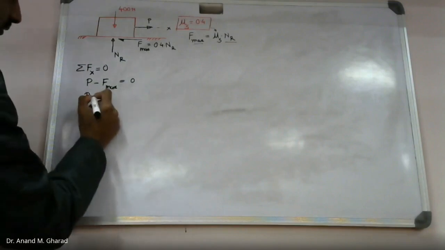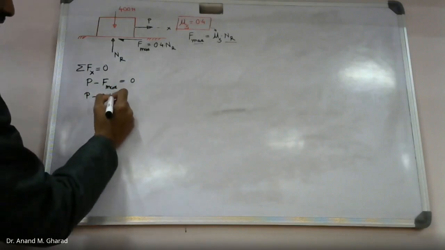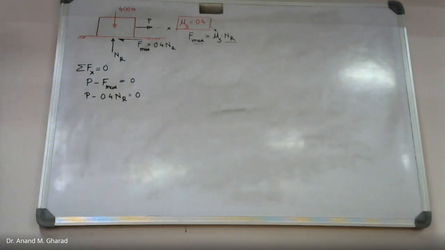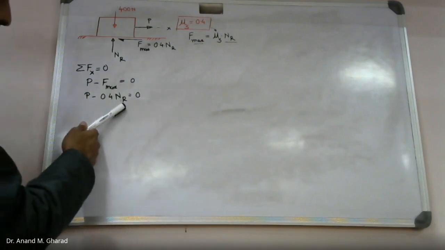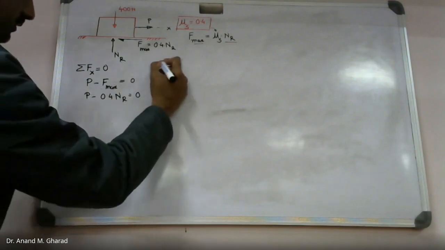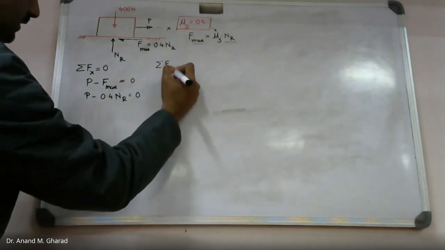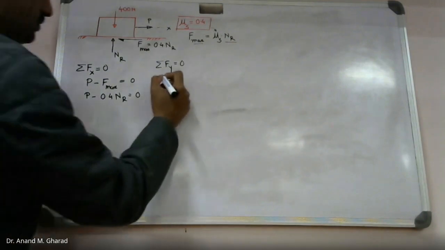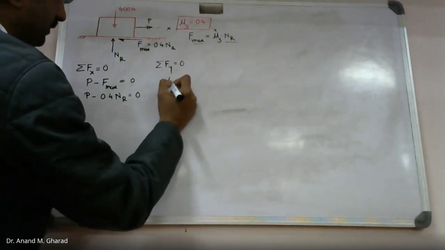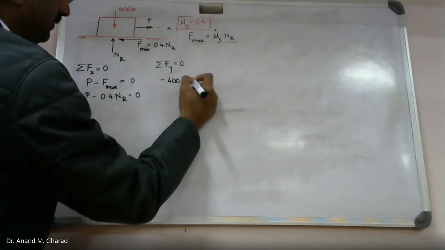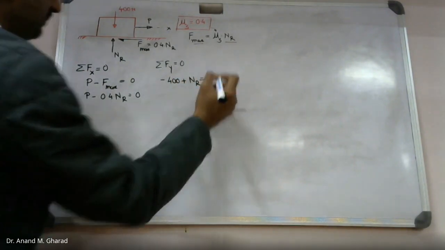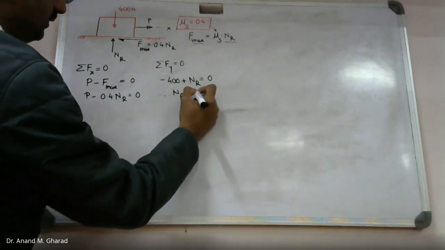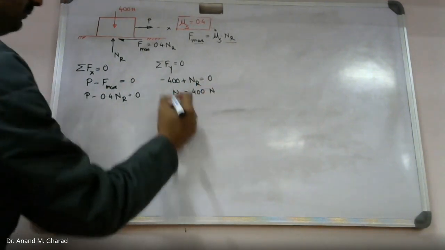So you can elaborate this: P minus 0.4 times NR equal to 0. Can we find out this NR value? Yes, definitely. It is very simple. Summation of force in y direction equal to 0. How many forces do we observe? Minus 400 and another one is NR. As simple as that. Therefore, normal reaction comes out to be 400 Newton.